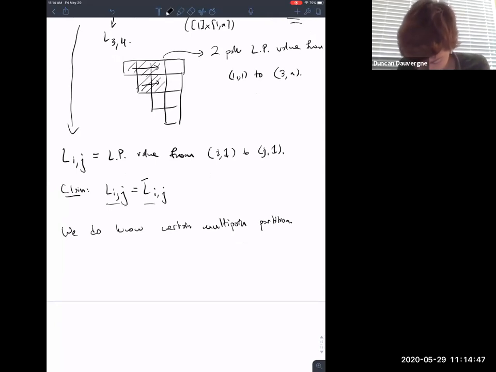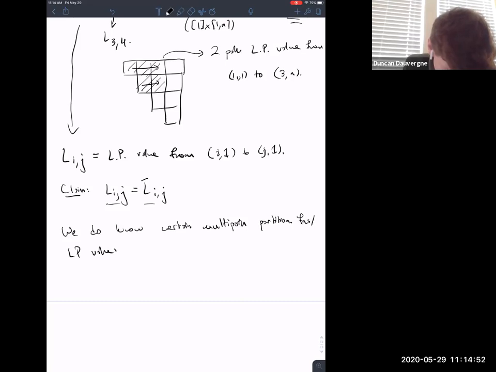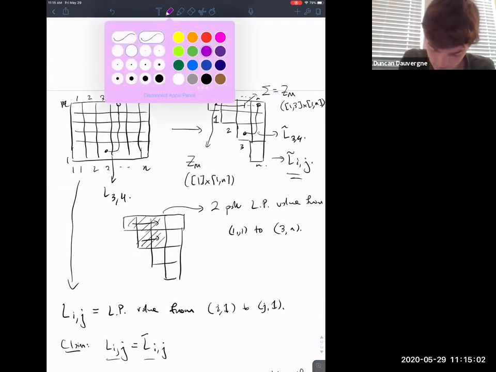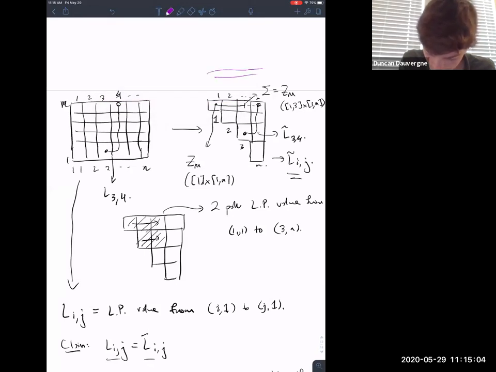Okay, so we do know certain multipath partition functions slash last passage values are the same. So if you go over here, just by the way that we constructed this side of the picture, we know that if we fix any collection of points here and fix any collection of points here, like this. So if we start in the corner and extend to some number and go that way, then that's the same as doing the corresponding thing over here.